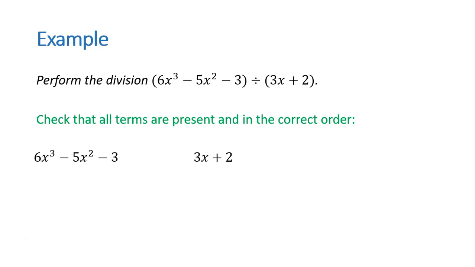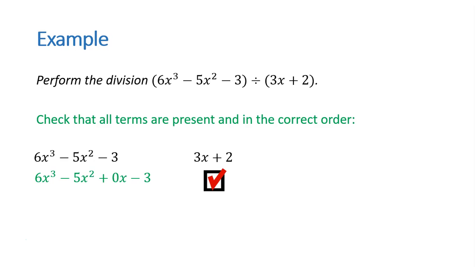So for our dividend, the thing we're dividing into, all the terms are in order, but we're missing a linear term. So we've got an x cubed, we've got an x squared, we should have an x there. So we need to put in a 0x in between our 5x squared and our 3. Now all the terms are present and they're in order, so we're good. For the divisor, the highest exponent is 1, so we have the linear term and we have the constant term. We have everything we need, so we're good.